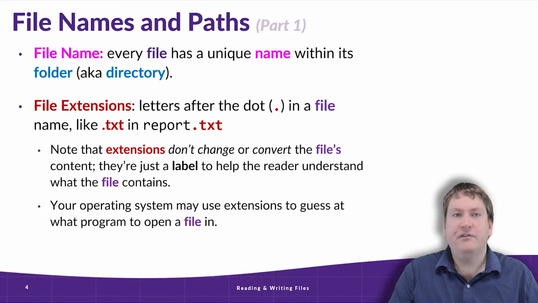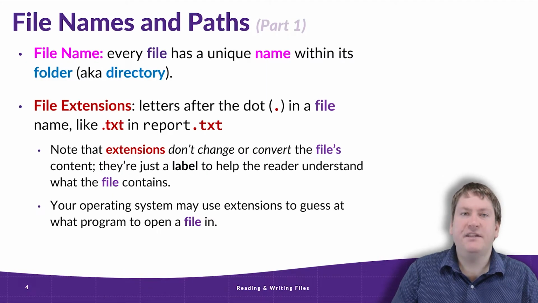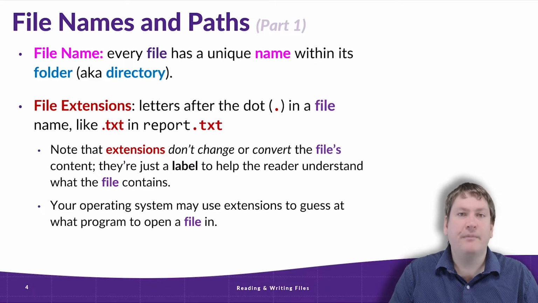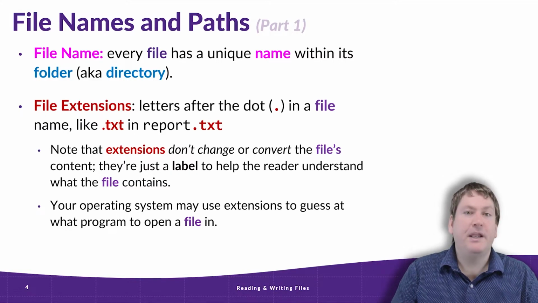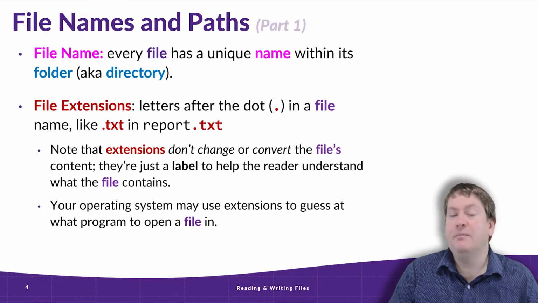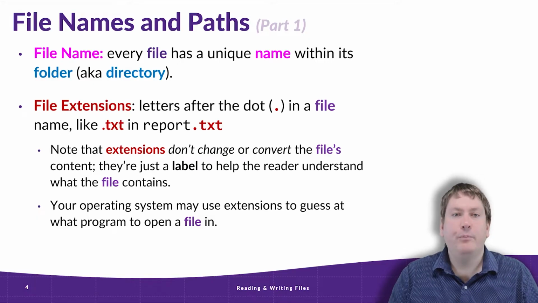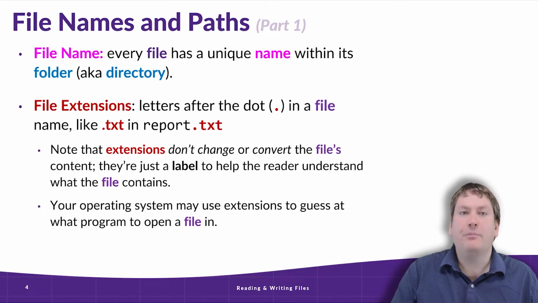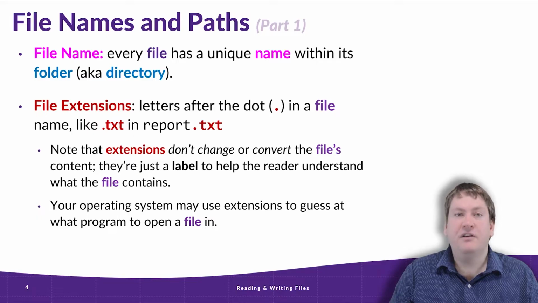Another thing these extensions are used for are guessing what program to open up the file in. For example, your operating system may take a look at the extension like .txt or .png and use that to guess what sort of program to open the file in. For example, if it ends in .png, it might open that in an image editor or an image viewer. If it ends in .txt, it might open it in something like a text editor like Notepad. But again, changing that file extension doesn't mean that you can't open this file in those programs. It just means that your operating system isn't going to know what program to open them in. Changing the file extension has no impact on what's actually stored in the file.